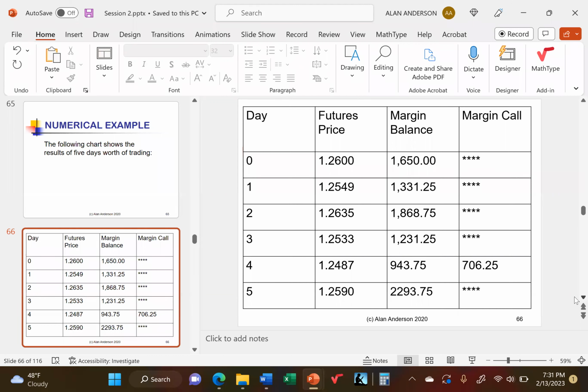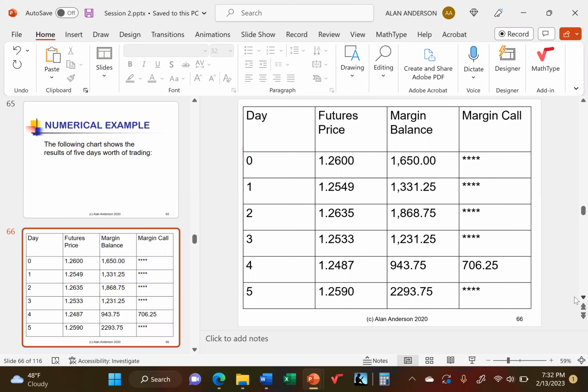and the maintenance margin is $1,000. So there's no margin calls until day 4, when the value of our position is only, I should say our margin account is $943.75. That's the first time that it ever fell below $1,000. So if you notice the margin call is for 706.25 because we need the total to be restored to the initial balance of 1650. And then the next day we start to make money.